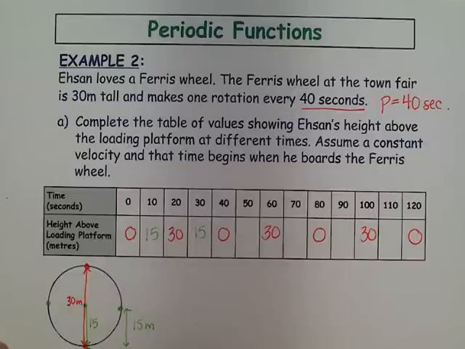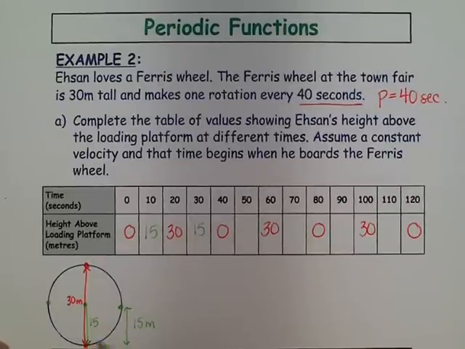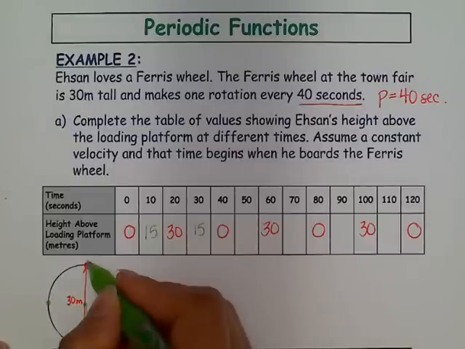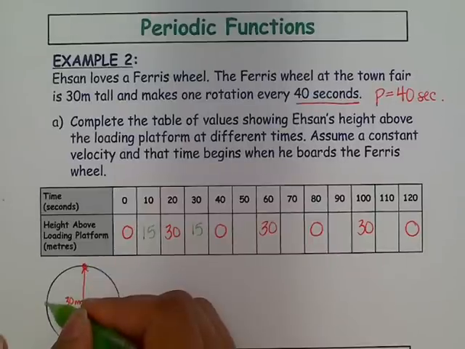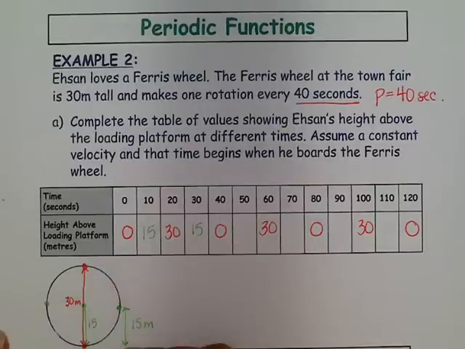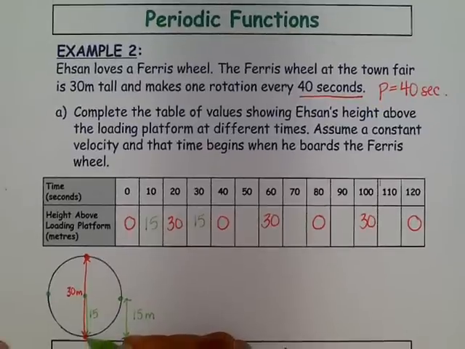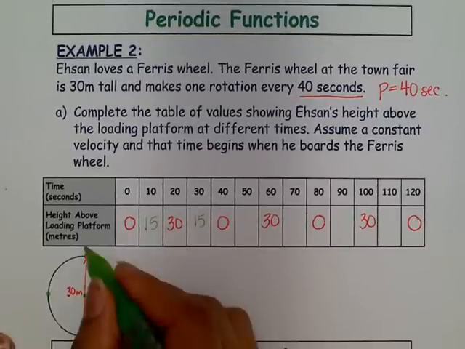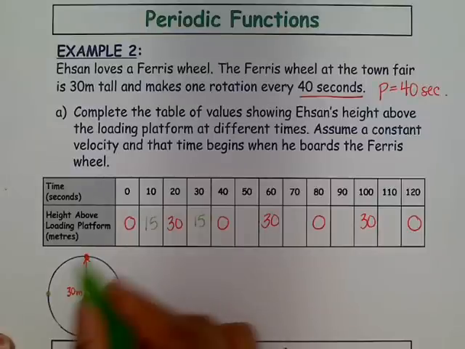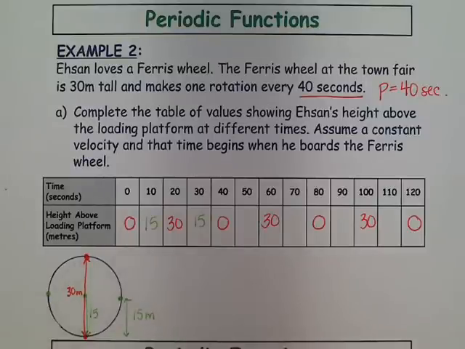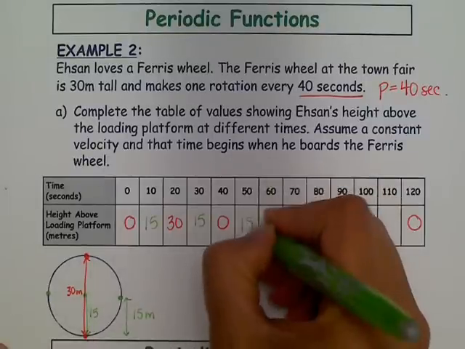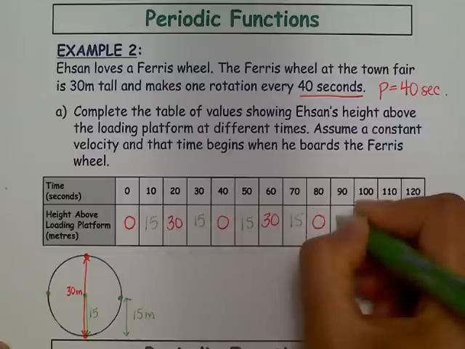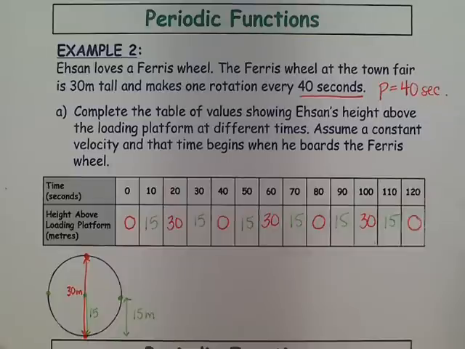So this is how it works. He's at the bottom of the Ferris wheel. His height above the loading platform is 0. 10 seconds later, he's at 15 meters. 20 seconds later, he's at 30 meters. 30 seconds later, he's at 15 meters. And then at 40 seconds again, he's at the bottom because it's been one rotation. Now, this pattern keeps repeating every 10 seconds. He's going to be back to the previous spot that he was. So at 50 seconds, he's at 15 meters, 70, 90, and 110. It's all 15 meters from there.